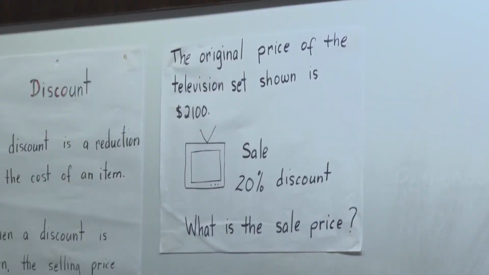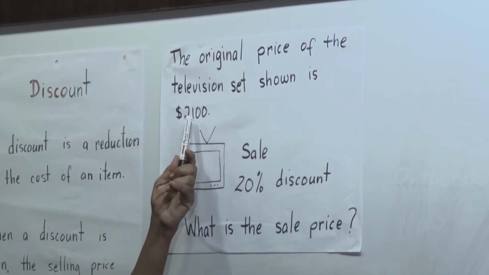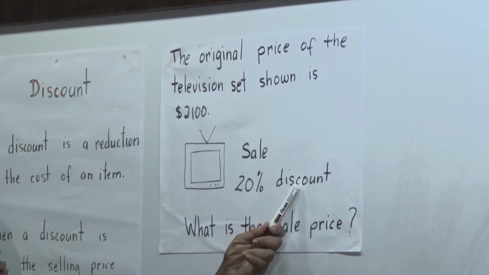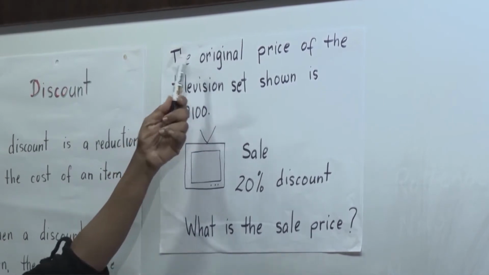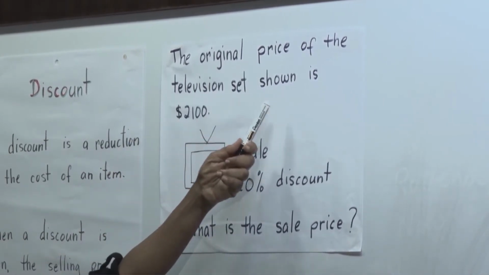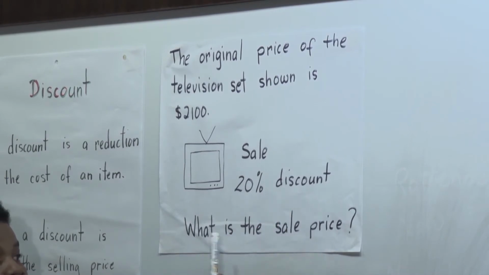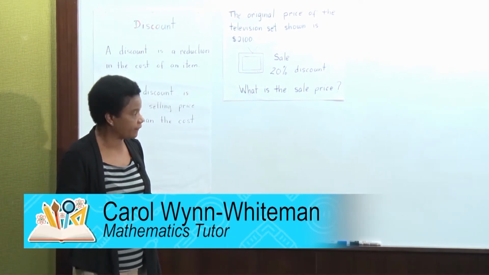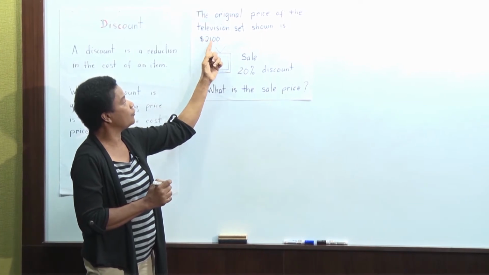Let's move on. The original price of the television set shown is $2,100. It's on sale. There is a 20% discount. What is the sale price? Let's go again. What's the first thing that you will think of? Yes, the sale price will be less than the cost price of $2,100.